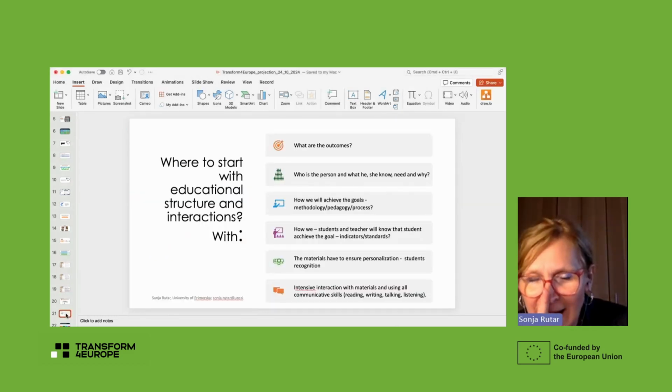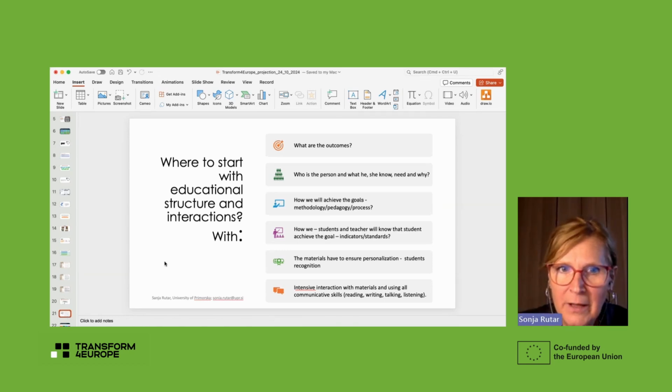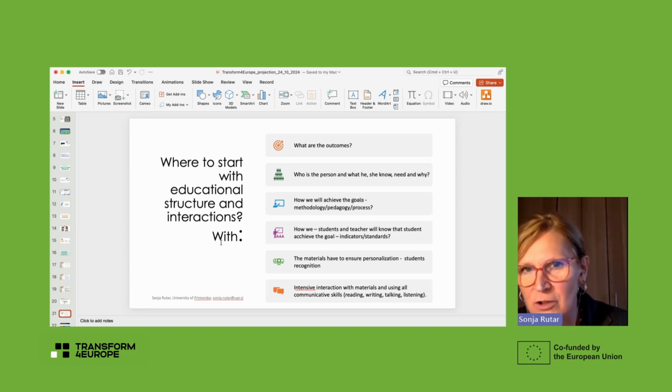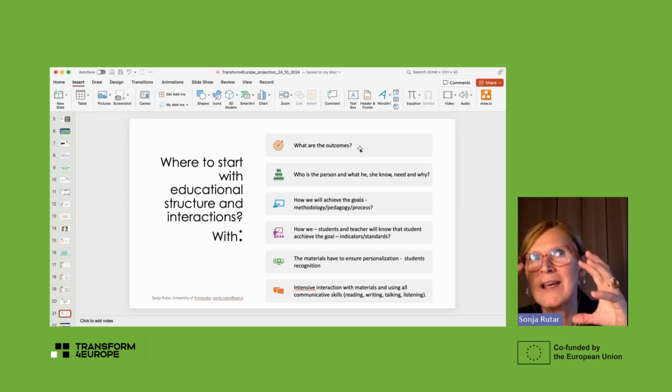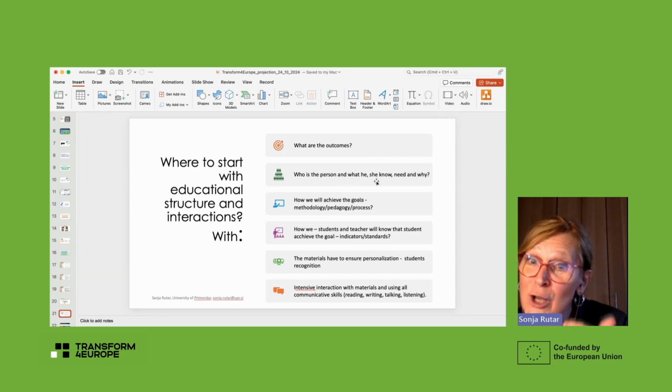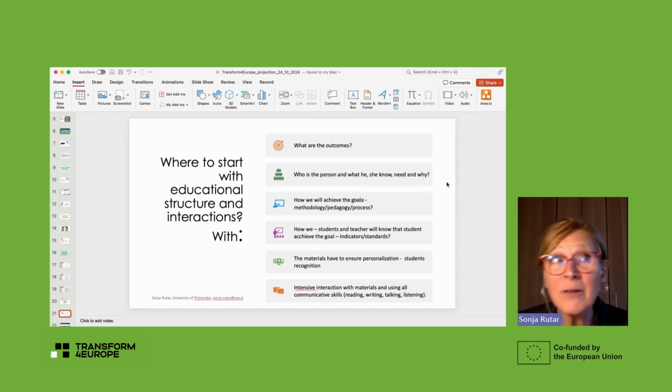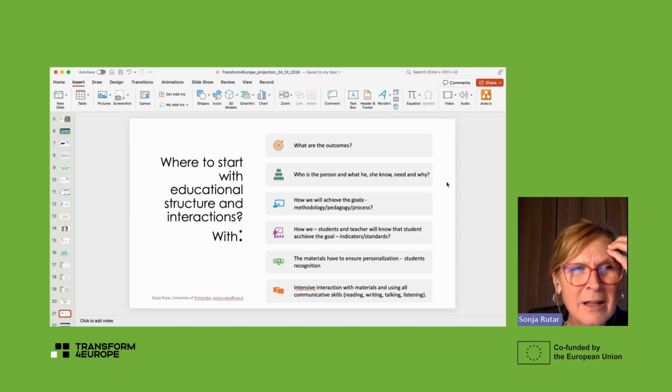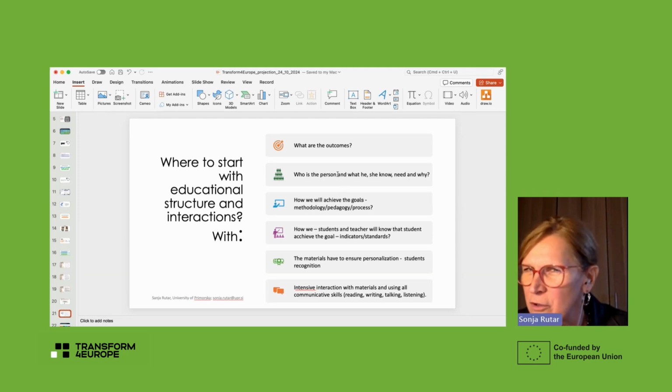Well, now is the time to talk about where in a structure students could really enter. First, where to start with educational structure. First, of course, we have to think what the outcomes are, what has to be achieved. But we have to ask ourselves, who is the person? And what does he or she know, need, and why? And if we don't really focus on their thinking and about prior experiences, we cannot personalize knowledge.